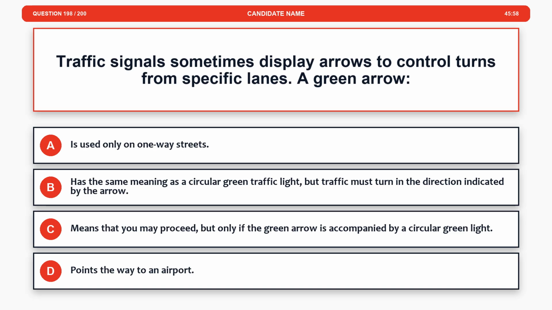Question 198. Traffic signals sometimes display arrows to control turns from specific lanes. A green arrow: Option A, is used only on one-way streets. Option B, has the same meaning as a circular green traffic light, but traffic must turn in the direction indicated by the arrow. Option C, means that you may proceed, but only if the green arrow is accompanied by a circular green light. Option D, points the way to an airport.